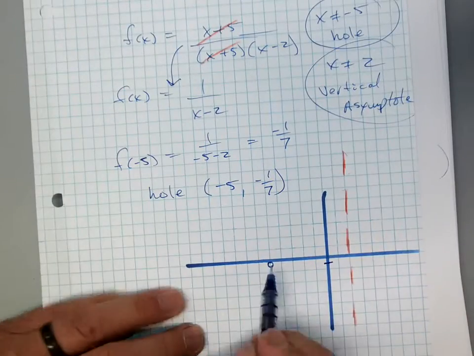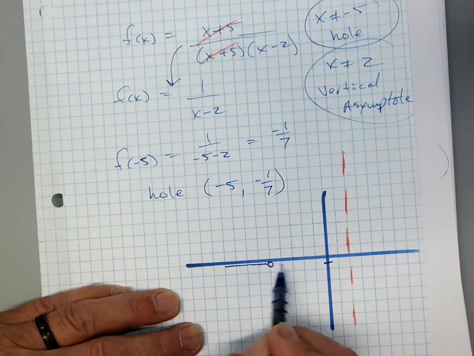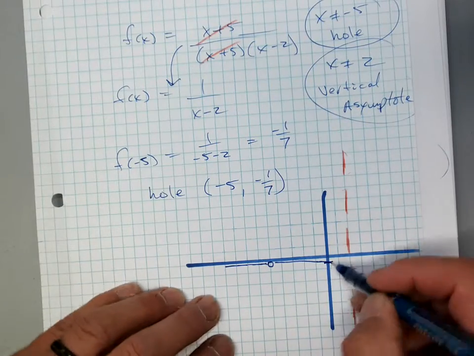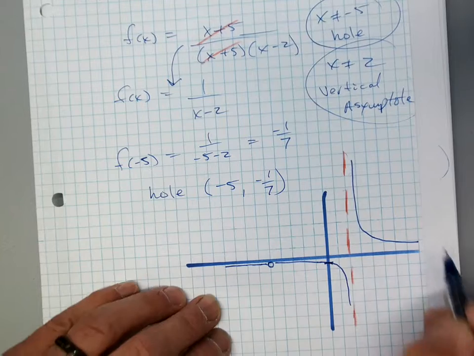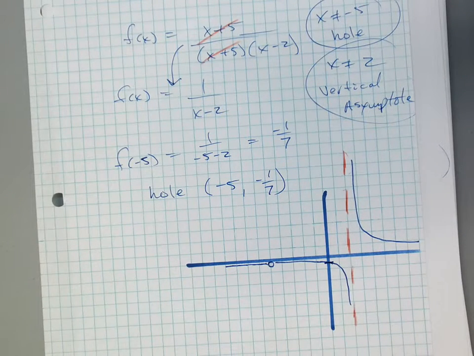So my graph looks like this. I'm going to put it in my calculator if you don't believe me. And it takes a dive. And then the other half of the graph is over here. You can put it on your calculator if you don't believe me, but that is it.